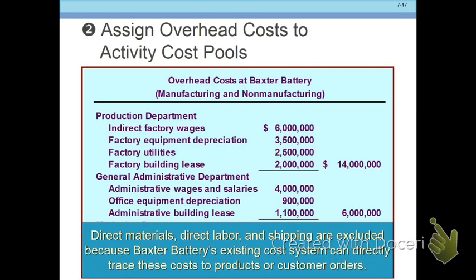Notice also here, they included shipping. I didn't catch that on my last slide. Shipping is excluded because their existing cost system can directly trace those costs to products or customer orders. So notice they did direct materials, direct labor, and then shipping because their current accounting system already does that. So what we're looking for here in this chapter is how do we allocate overhead.